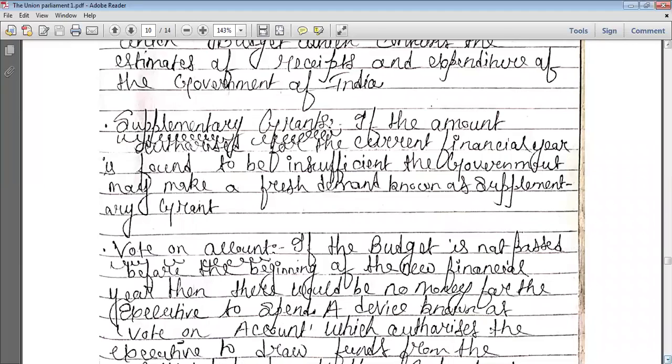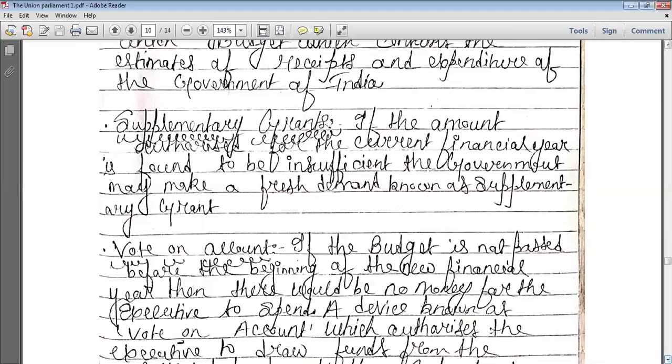Next, we would like to discuss supplementary grant. Very important. Supplementary means not compulsory. You have a supplementary, you can have any, and grant means help. If the amount authorized for the current financial year is found to be insufficient, the government may make a fresh demand known as supplementary grant.